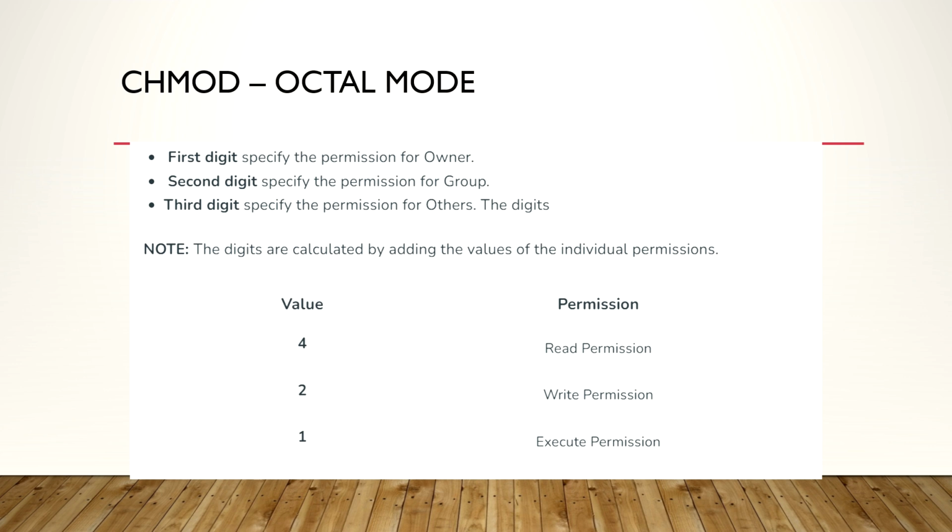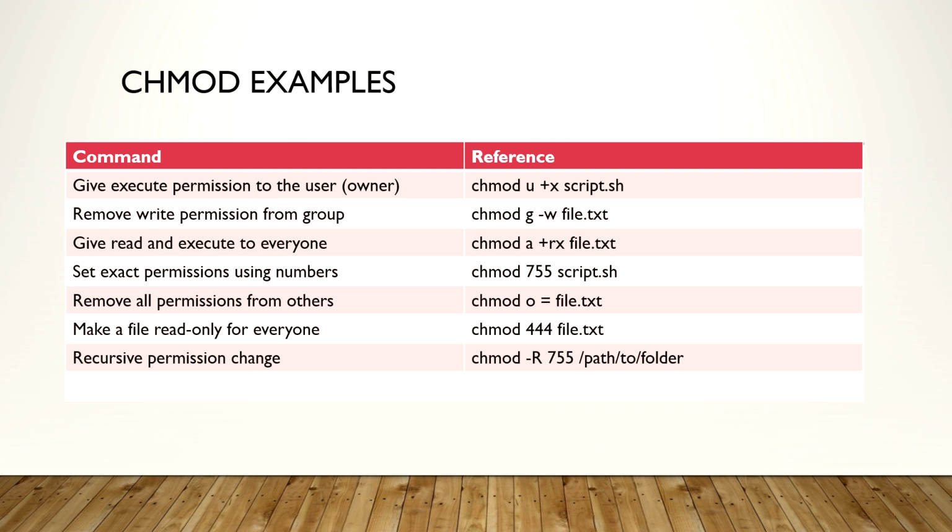Okay, so now we can see some examples. First, give execute permission to the user: chmod u+x script.sh, where u is user, plus x is execute only, and the file name is script.sh. Second is remove write permission from the group: chmod g-w file.txt, where g is group and minus w is write permission on file.txt. Do not give write permission, that is minus here.